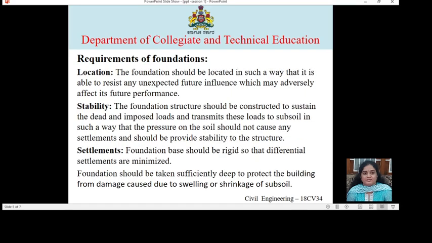So what are the requirements of the foundation? These are all the requirements of a foundation. We'll see them one by one.